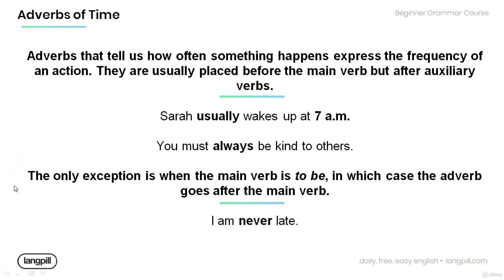But there is an exception, and that is when the main verb is to be, in which case the adverb goes after the main verb. Have a look at the example below. I am never late. Note that the adverb of time never comes after the auxiliary verb to be, am.